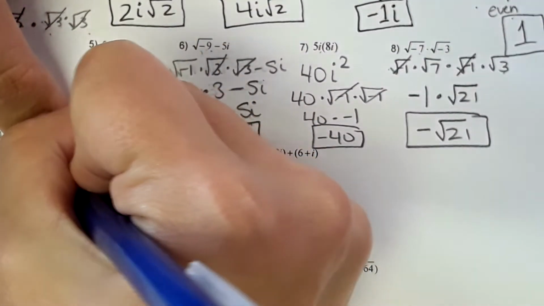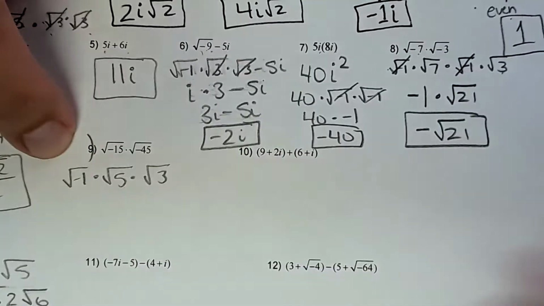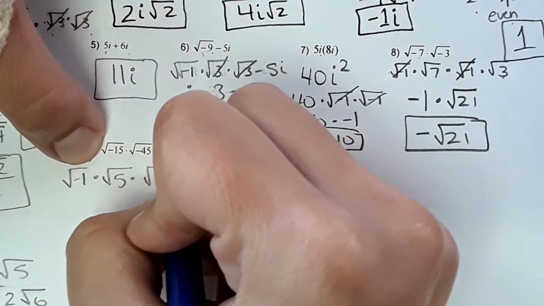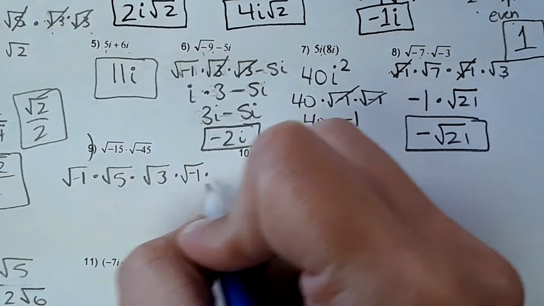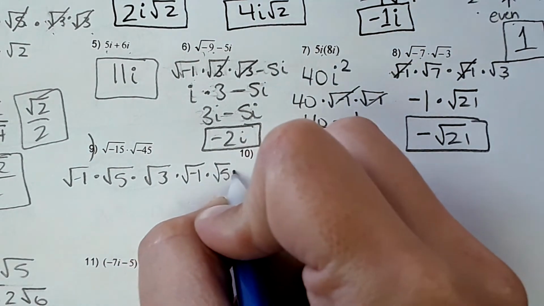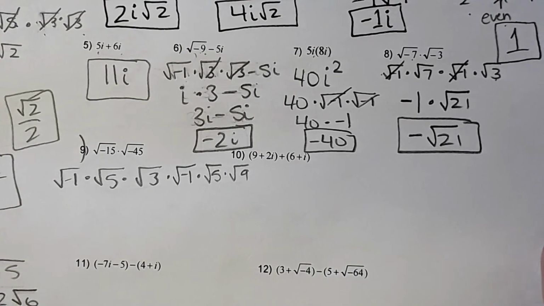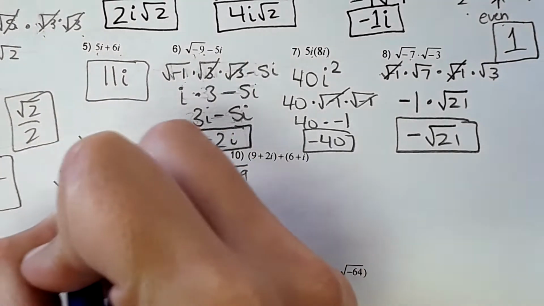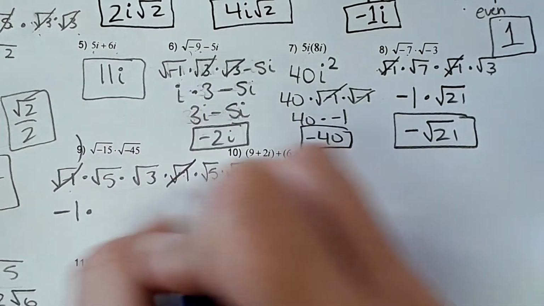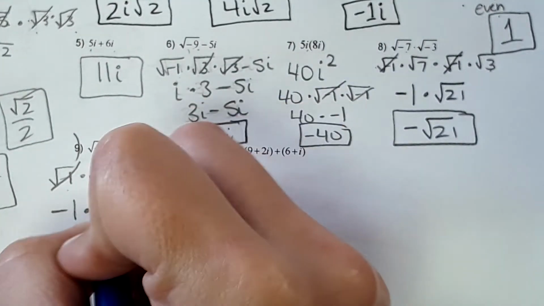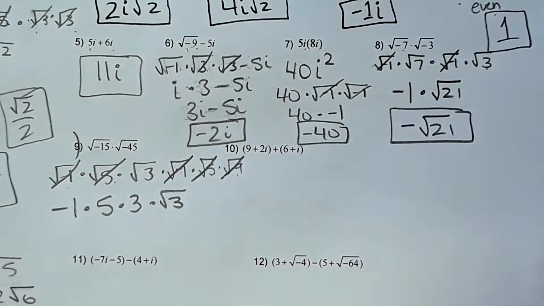Anyways, number 9. We're gonna just break this up. Square root of negative 1 times square root of 5 times square root of 3. That's for the negative 15. Times square root of negative 1. For 45, I'm gonna split it up as 5 and 9 because I know I can do square root of 9. And then I'm going to try to simplify as best I can. Square root of negative 1 times square root of negative 1 is just going to be negative 1. Square root of 5 times square root of 5 is 5. Square root of 9 is 3. And then left with this.